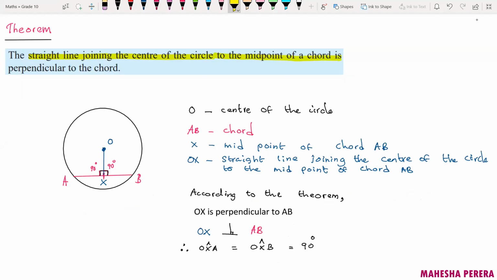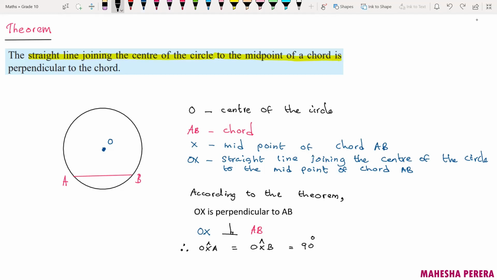Right, now I'll erase these. Now look here, what you have here is a chord. The name of the chord is AB. And also you have the center of the circle and it is O. So O is the center of the circle, AB is a chord, right?